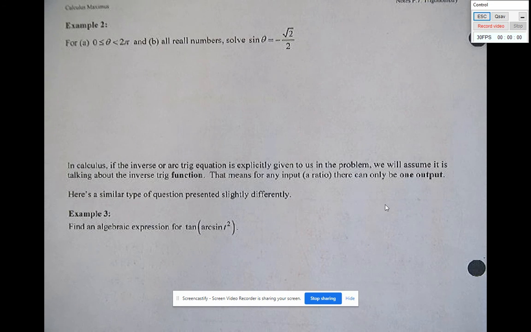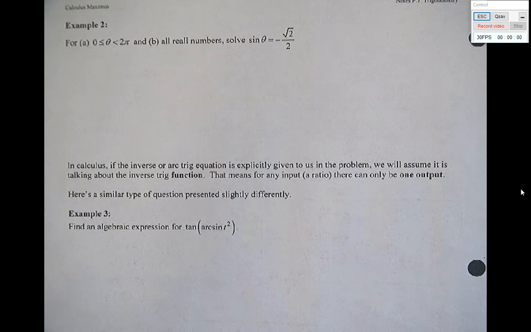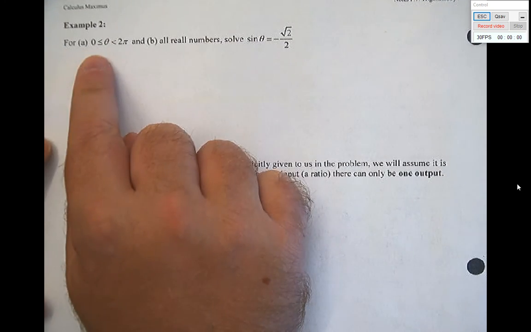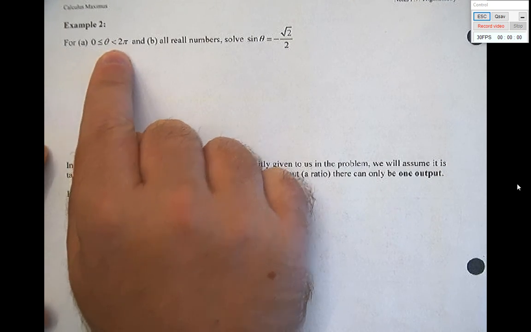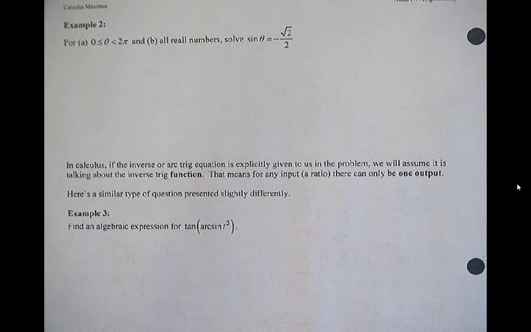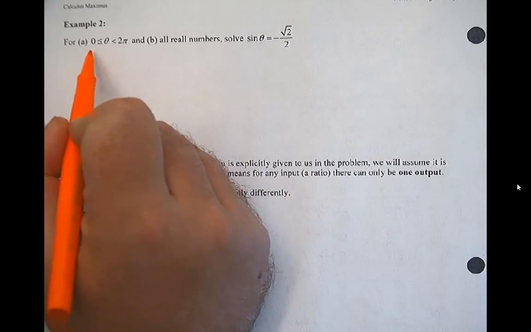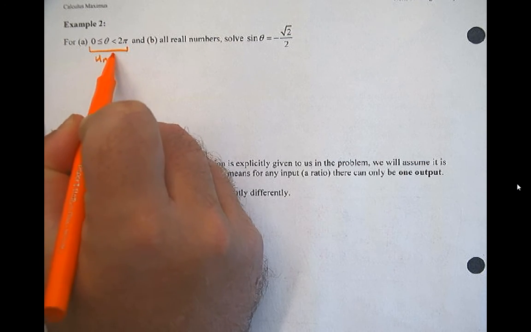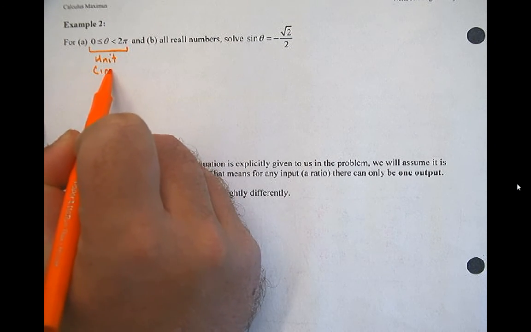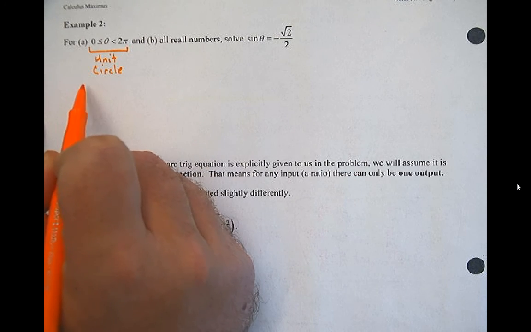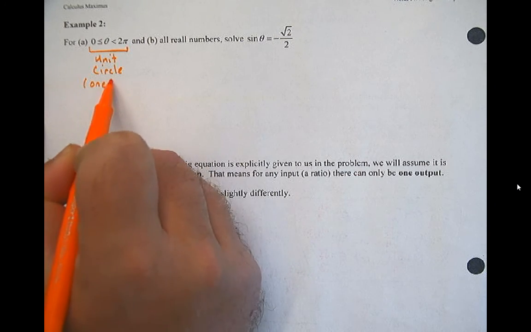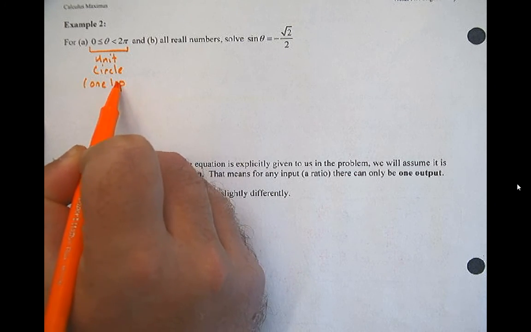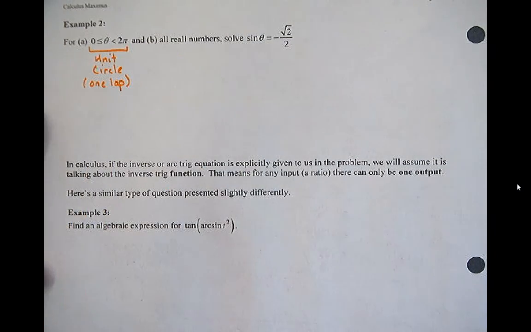Okay, where were we? So here we are trying to solve some trig equations. So for 0 is less than or equal to theta is less than 2 pi, this is just basically saying the unit circle. And I might say one lap around the unit circle.